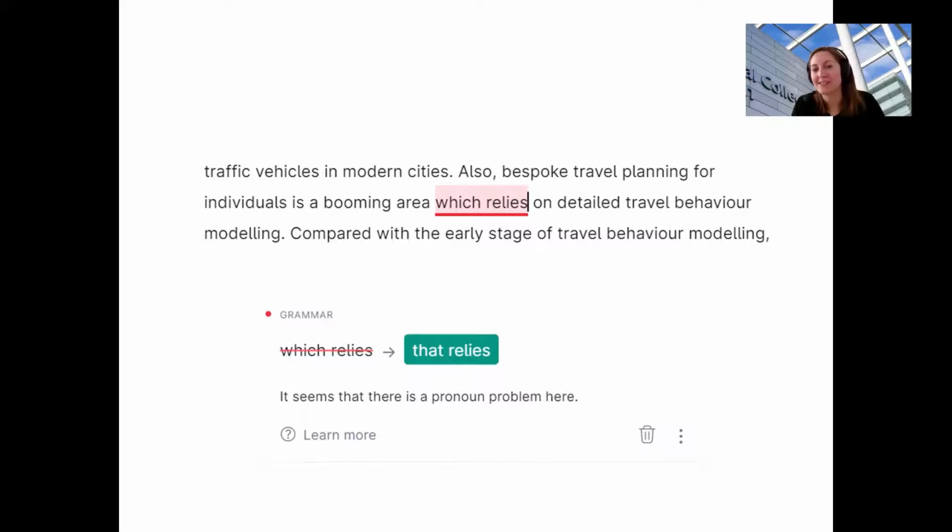And my worry is that the student might get frustrated that they don't understand this error, and they might spend a lot of time going away and reading about relative clauses, and that's time they could be spending on understanding errors which actually do impact meaning.